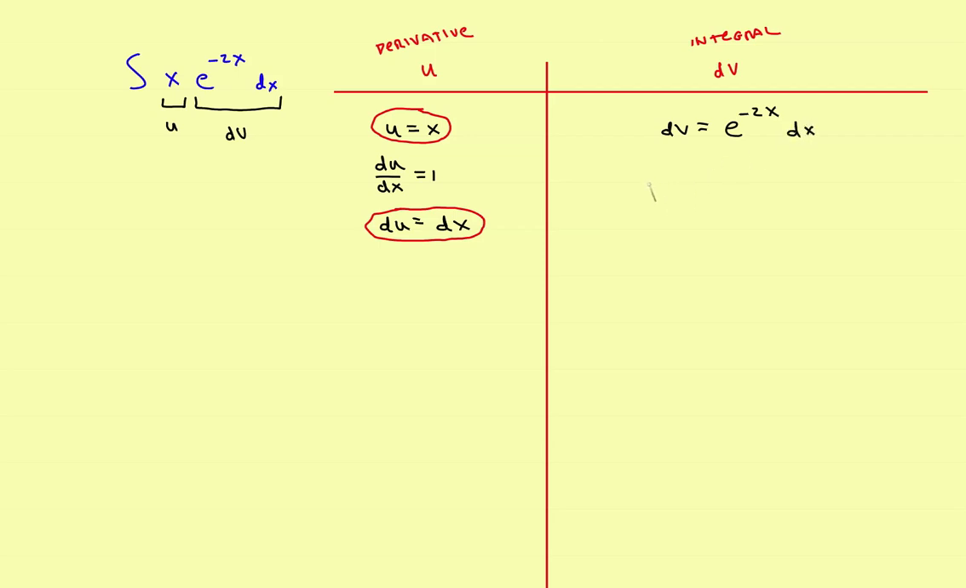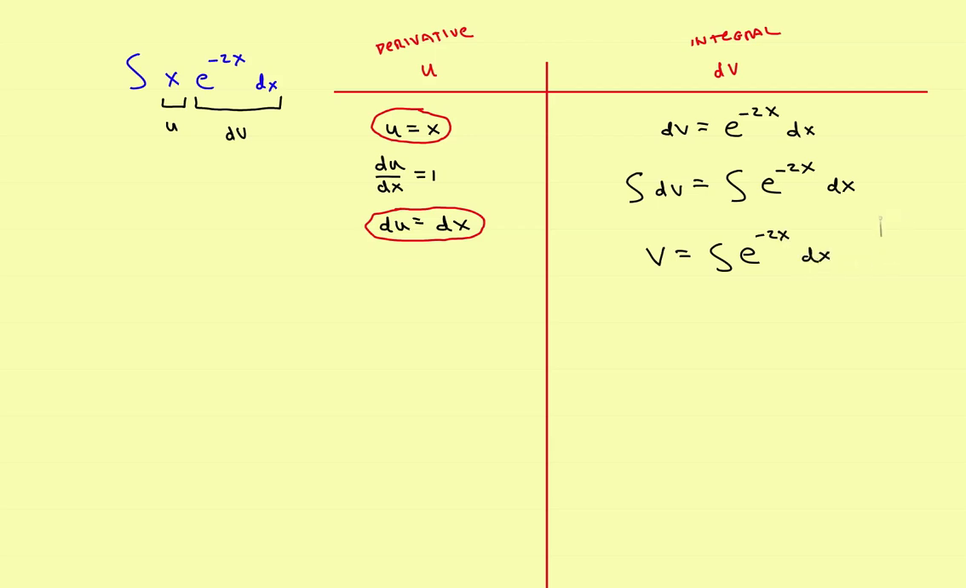So integrate both sides. You want to find the integral of dv equal to the integral of e to the minus 2x dx. Now this side's pretty easy. The integral of dv is just going to turn into a v. So this means that v is going to be equal to, now this side's not going to be so easy though. We'll just go ahead and write it like this. We'll put it as the integral of e to the minus 2x dx.